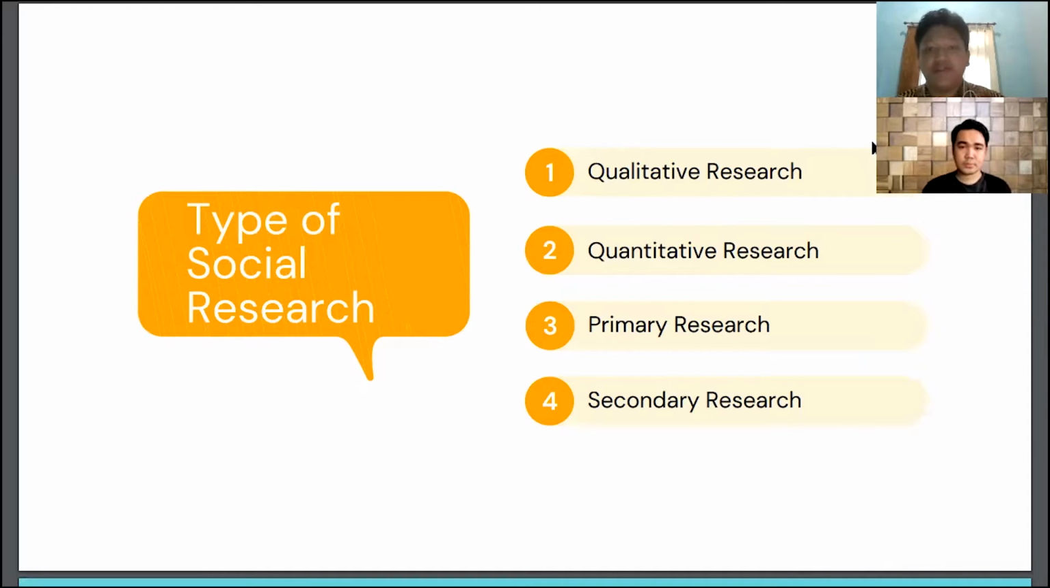So let's talk about the first research, which is qualitative research. Qualitative research is defined as a method to collect data by open-ended and conversational discussion. There are five main qualitative research methods. First is ethnographic research. Second is focus groups. Third is one-on-one online interview. Fourth, content analysis. And lastly is case study research.